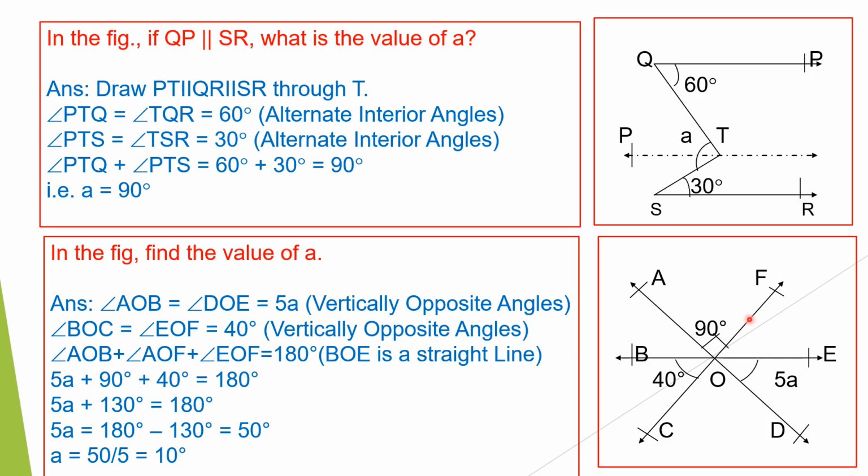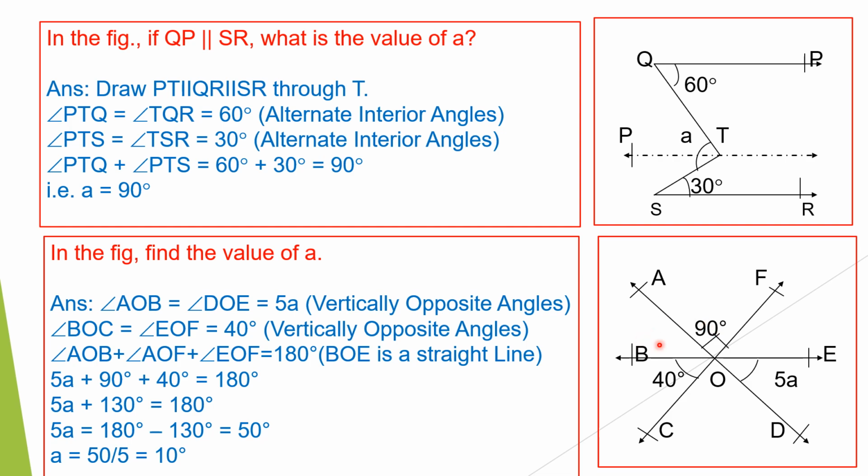In this figure, you can see these values. This is 90 degrees, 40 degrees, and this is 5A. These two lines are intersecting, and this is a line which passes through the intersecting point. Now, these two angles, AOB and DOE, are vertically opposite angles. So this angle will be 5A. Similarly, angles BOC and EOF are vertically opposite angles. So this angle will be 40 degrees.